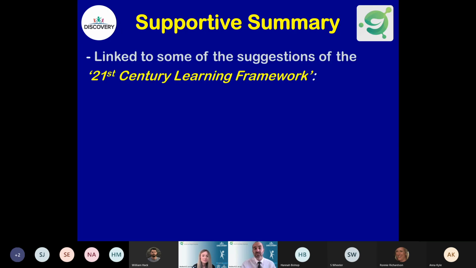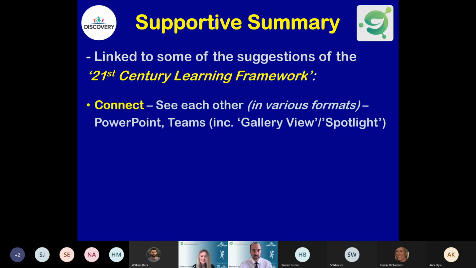A lot of the points, interestingly, correspond very closely to the 21st Century Learning Framework that you can read. So our first point is to connect and make sure that you connect with your pupils, that you can see each other at different points, whether you use the PowerPoint with the image in the corner like Maddie did with the pre-recorded session, or in Teams if you're using things like the gallery view or the spotlight view.